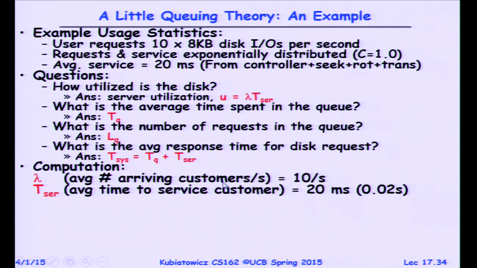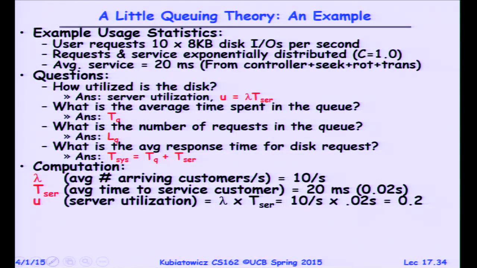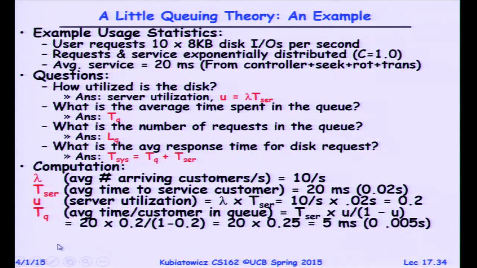T ser, the average time to service the customer, is 20 milliseconds, which is, by the way, 0.02 seconds. Utilization is lambda times that, 0.2. So are we making this disk too busy? No. The average time in the queue is that equation I showed you, T ser times u over 1 minus u, 5 milliseconds in the queue.